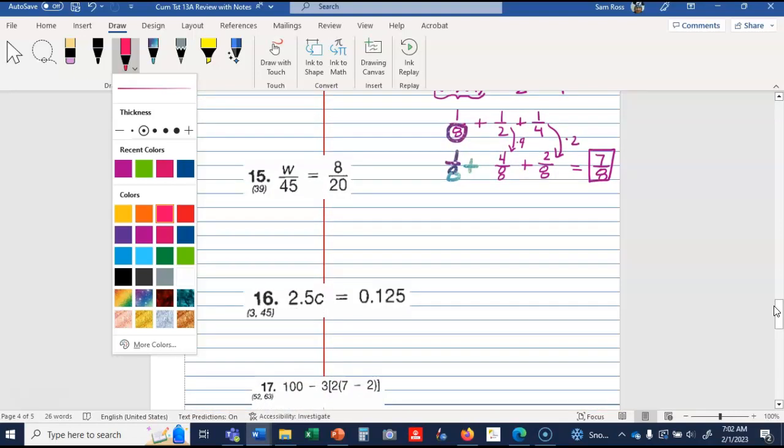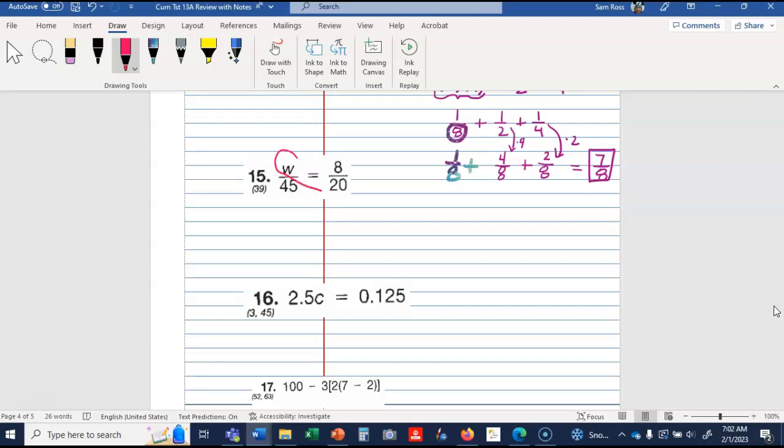All right, 15 is a cross multiply. I like to do the side with the variable first. So we have 20 times W. I bring my equals down, and then I have 8 times 45. So let's go ahead and multiply that 8 times 45. 8 times 45 on the calculator is 360. And then I'm going to divide. I'm trying to get W by itself. So when I divide 20 by 20, I get 1, or just W. And then over here, I'm going to get 18. So please let me know if you have any questions about that.